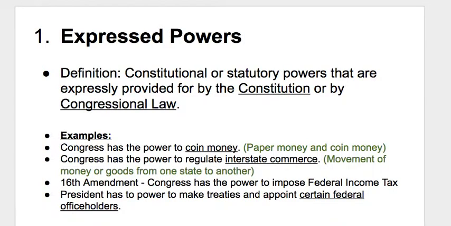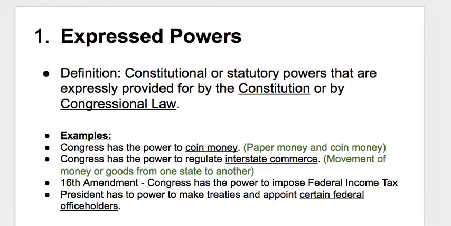Express powers are constitutional or statutory powers that are expressly provided for by the Constitution or by congressional law. So they're actually written in the Constitution. An example is that the Constitution states directly that Congress has the power to coin money. That means they have the power to coin both paper and coin money.